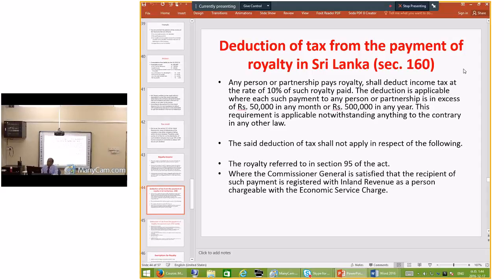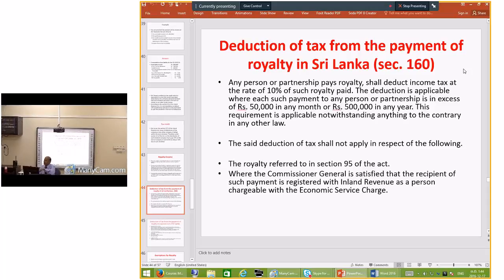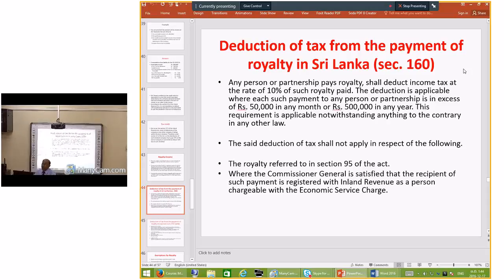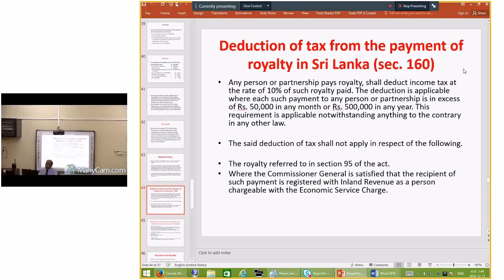Here we only learn it as a source of income. Therefore, these sections are involved in double tax agreements and also in the payer's hand. We will discuss that when we discuss corporate taxation.